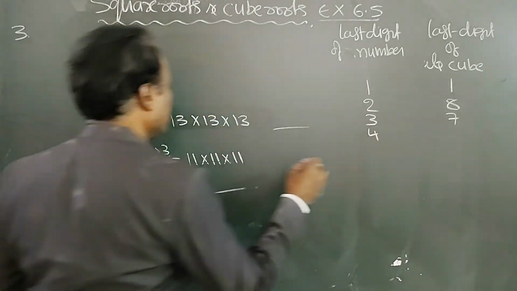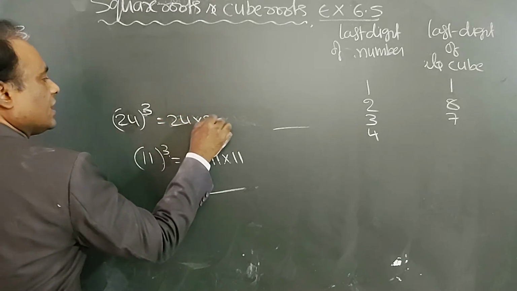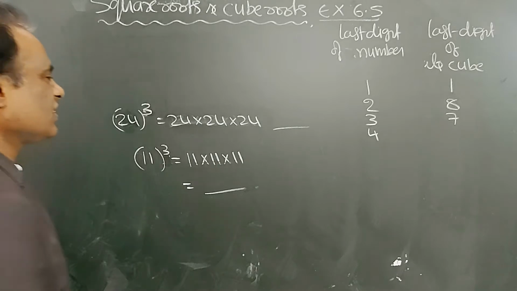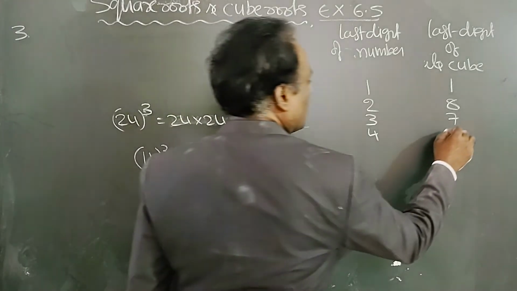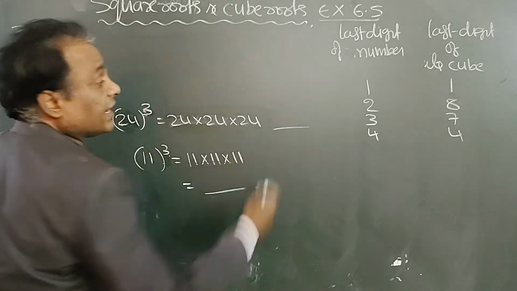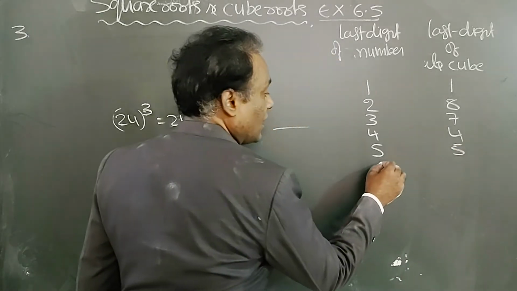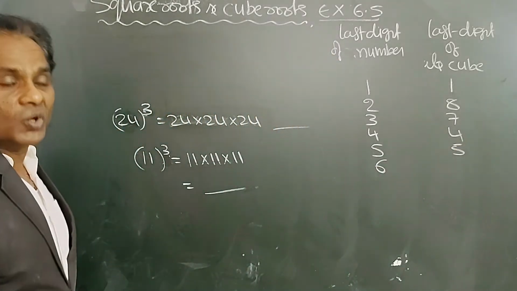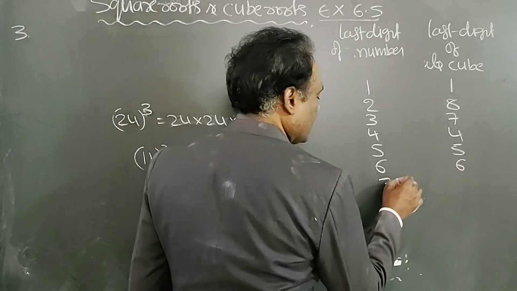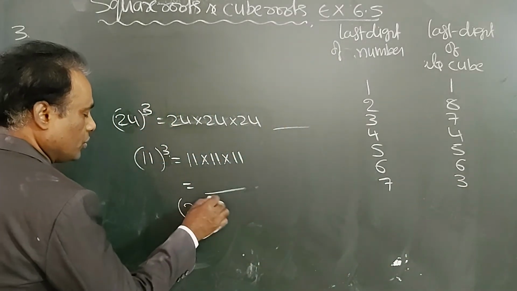Suppose it is a 4, and I asked you to find 24 whole cube. 24 into 24 into 24. For 4 into 4 is 16, then 6 into 4 is 24, so the last digit will be 4. If the number ends with 4, its cube also ends with 4. If the last digit is 5, the cube ends with 5. If the last digit is 6, say 16 whole cube, 16 into 16 into 16, the last digit is 6. Then 7.